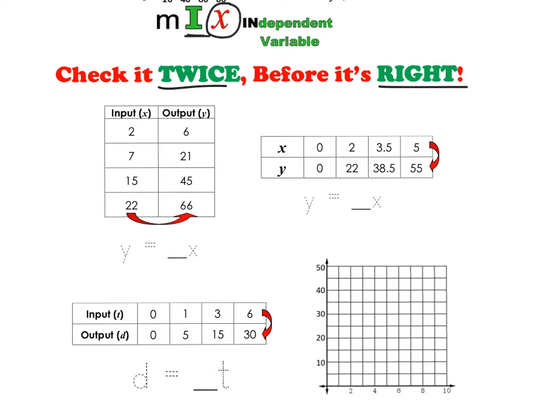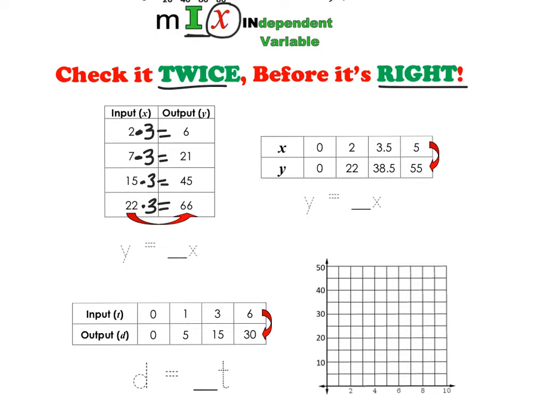So I'm going to look here. I'm going to say 2 times 3 equals 6, but does 7 times 3 equal 21? Yes. Okay. 15 times 3 does equal 45, and 22 times 3 does equal 66. So that rule does work all the way down the table, so the adding 4 would not work.